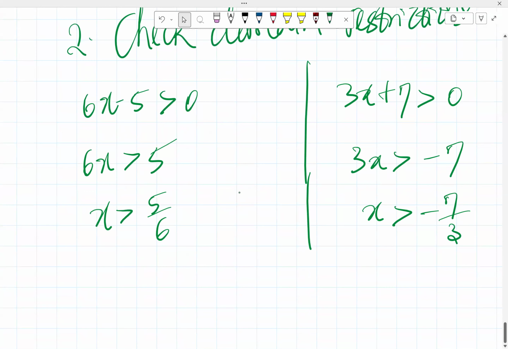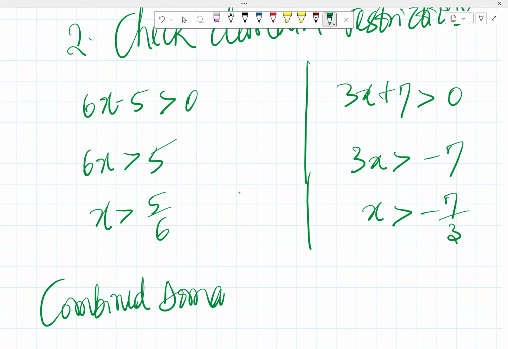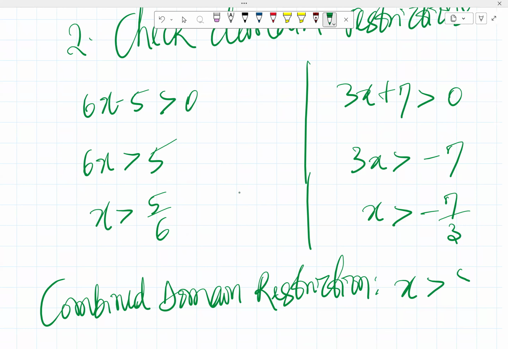So what does that mean? Combined domain restriction, you go for the stronger one. If x is greater than 5 over 6, it is automatically greater than minus 7 over 3. So the combined domain restriction is that x should be greater than 5 over 6. So this is the key thing we'll be focusing on.